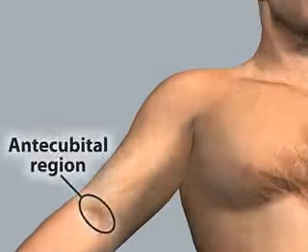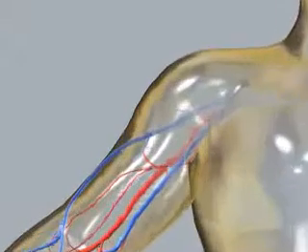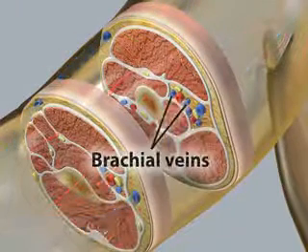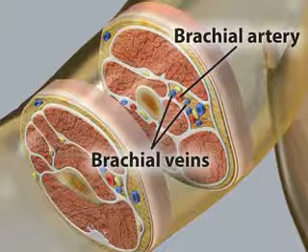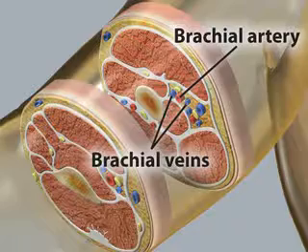Proximal to the antecubital region, the basilic and cephalic veins are deeper and often inaccessible without ultrasound guidance. In addition, the deep brachial veins run down the middle of the upper arm, adjacent to the brachial artery. Blind cannulation of these veins has a high complication rate, but they can be safely accessed with ultrasound guidance.